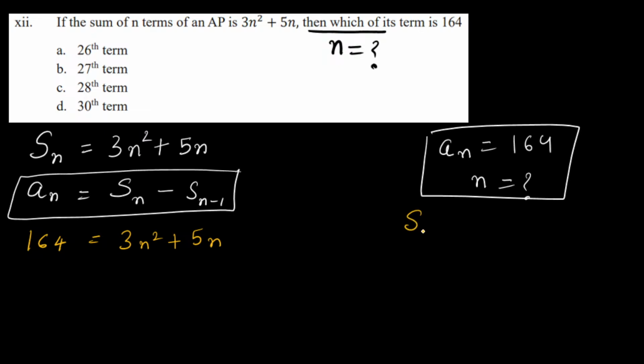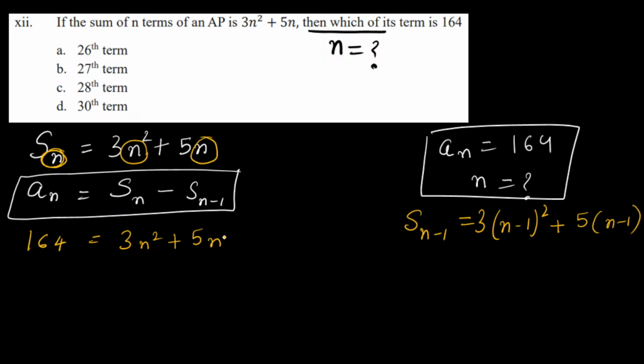Now what is Sn minus 1? For Sn minus 1, at the place of n we are writing n minus 1. So wherever you see n, just write its value as n minus 1. So we can write 3 into n minus 1 whole square plus 5 into n minus 1.